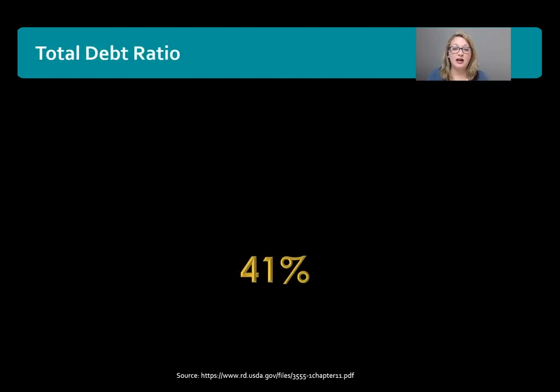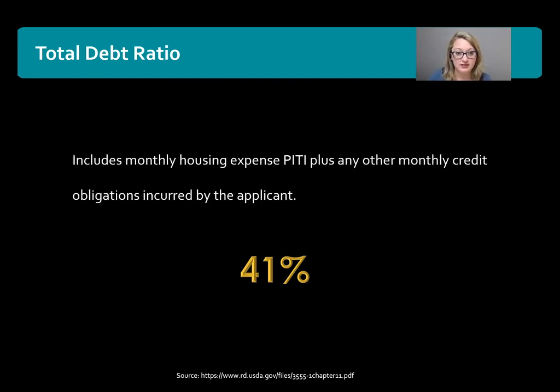Now let's take a look at what is included in the total debt ratio. Now again, we know the ideal number is 41%. So the total debt ratio includes the housing expense for the PITI plus any other monthly credit obligations incurred by the applicant. So let's take a look at each one of these. The first one we will talk about, we already know, is PITI.